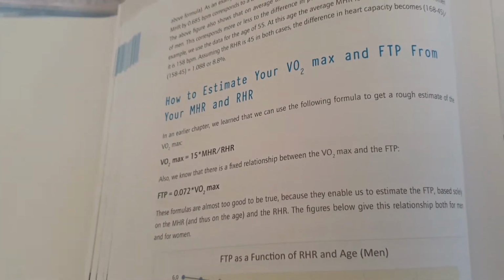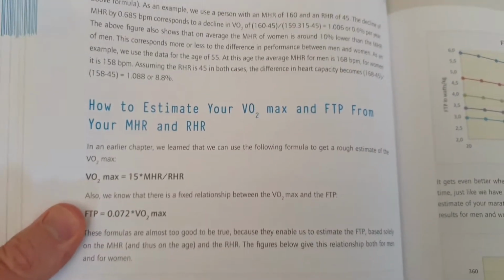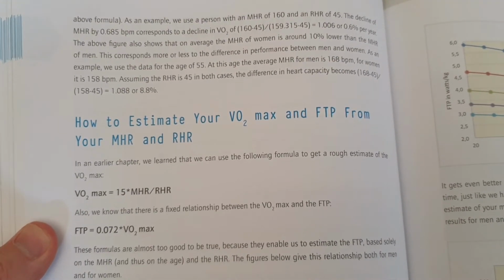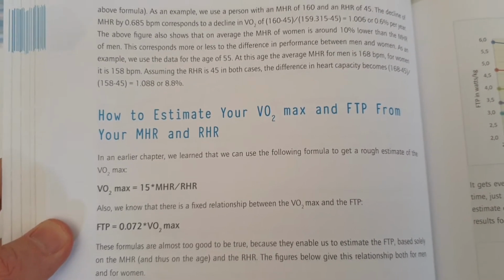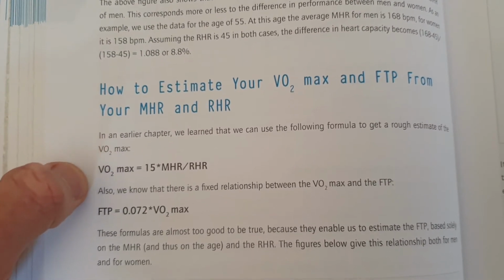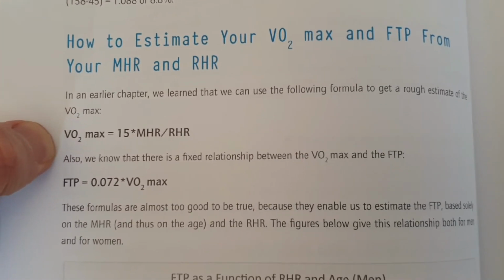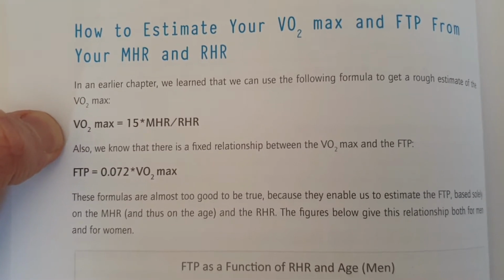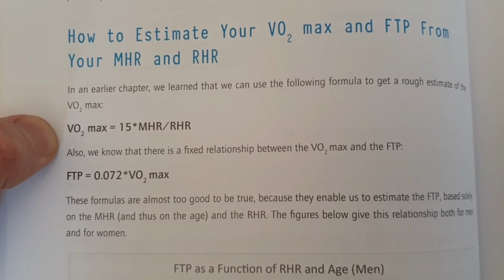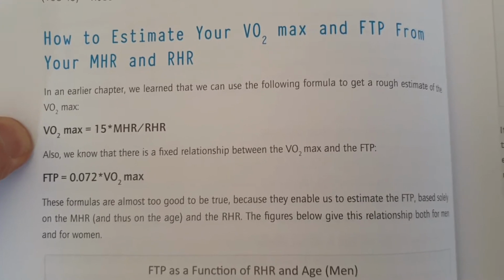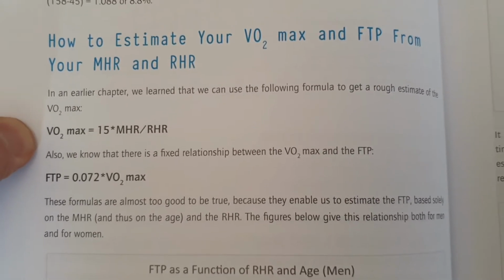On page 186 we have this section, how to estimate your VO2 max and functional threshold power from your maximum heart rate and resting heart rate data. So I just want to highlight this formula here. VO2 max equals 15 times maximum heart rate divided by resting heart rate. This gives a rough estimate of your VO2 max, and I think it's a really useful formula.